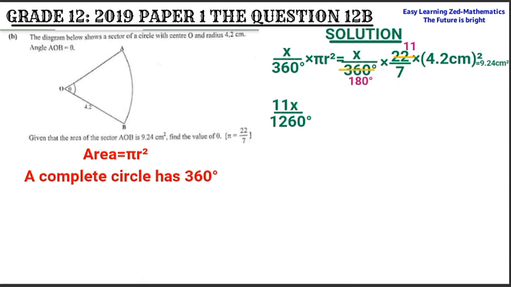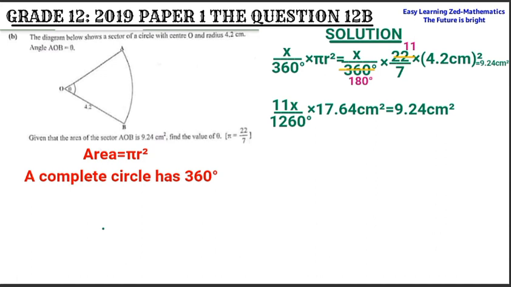Okay, we have got 4.2 centimeter squared, so I'm going to multiply 4.2 centimeter by 4.2 centimeter, which will give me 17.64 centimeters squared. Okay, so now that is the correct answer, which will be equal to 9.246 centimeter squared.